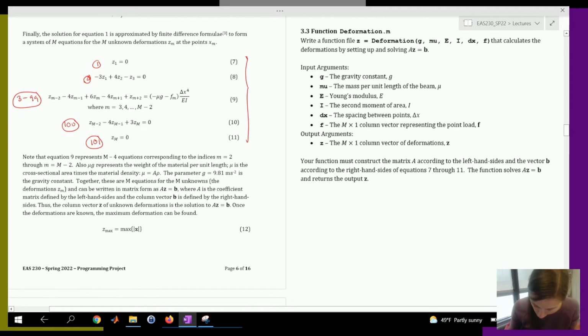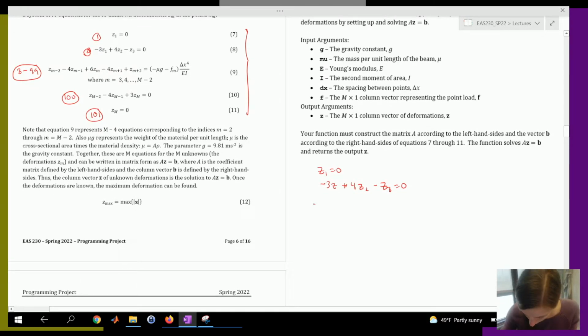Your first one is z1 equals 0. Your second one is negative 3z1 plus 4z2 minus z3 equals 0. Your third one is going to be z3 minus 2, 1 minus 4 z2 plus 6z3 minus 4z4 plus z5 equals this constant, whatever this calculation is.